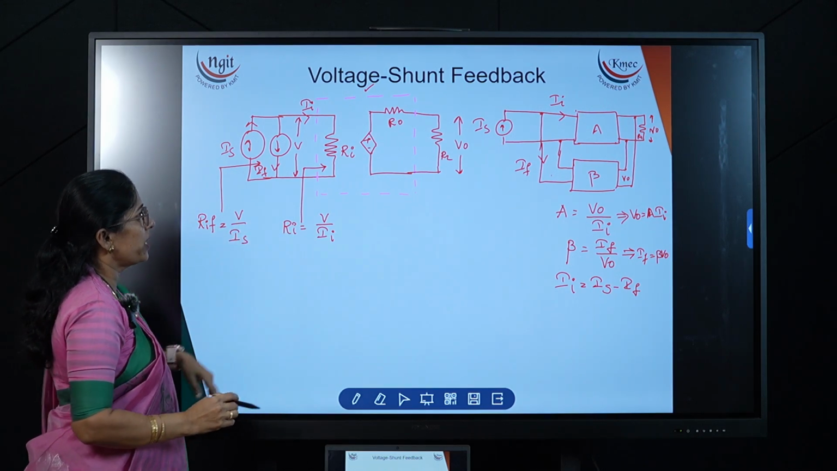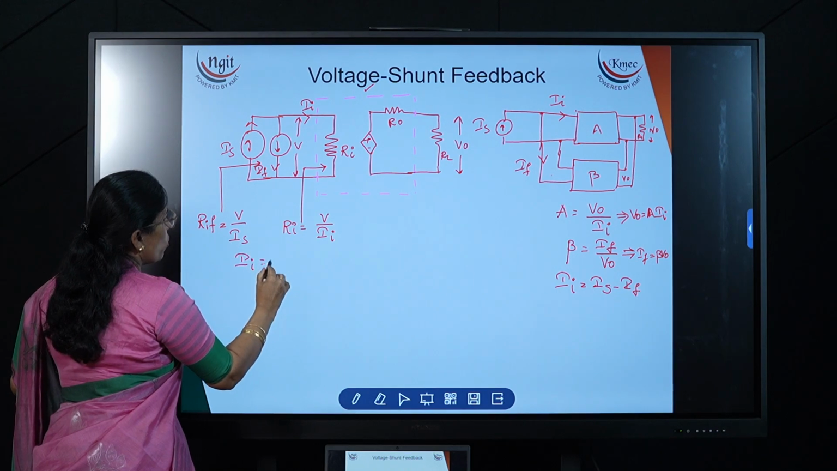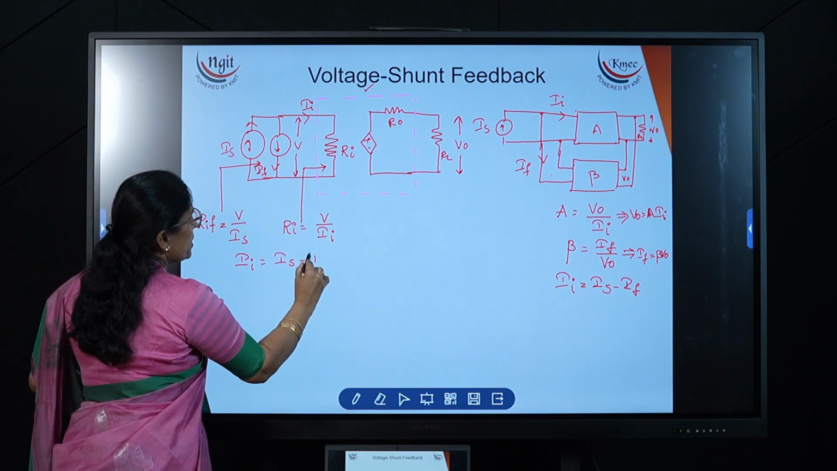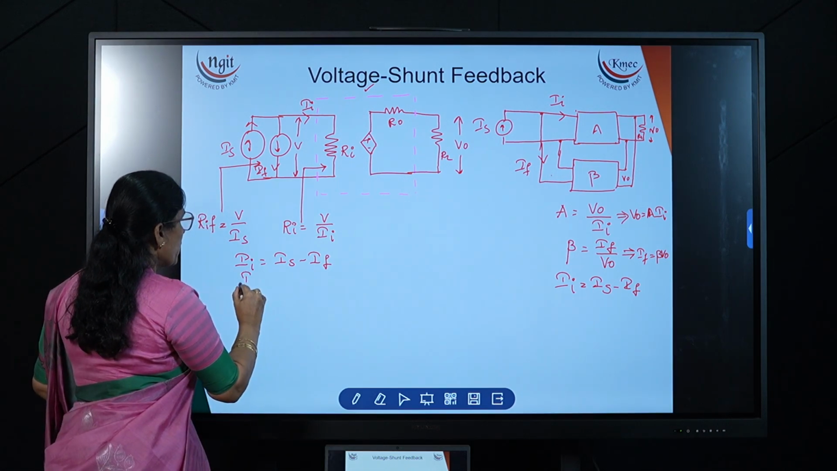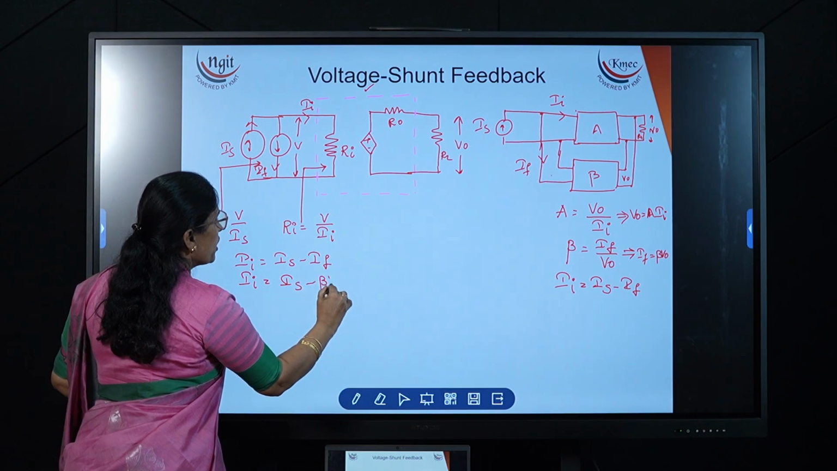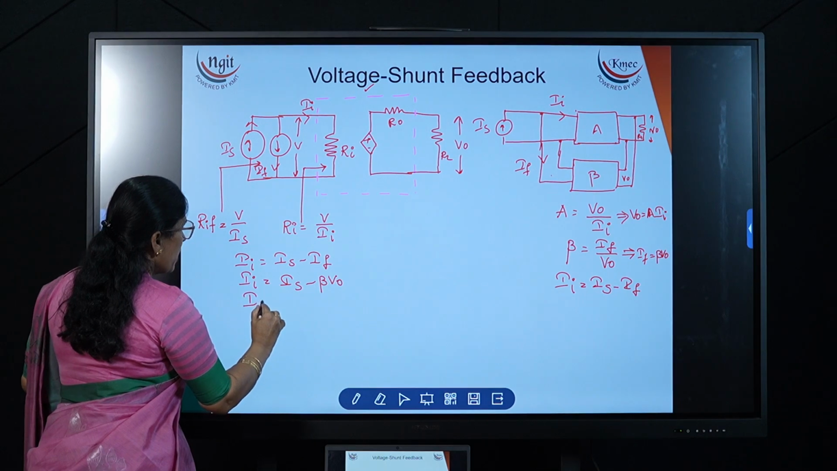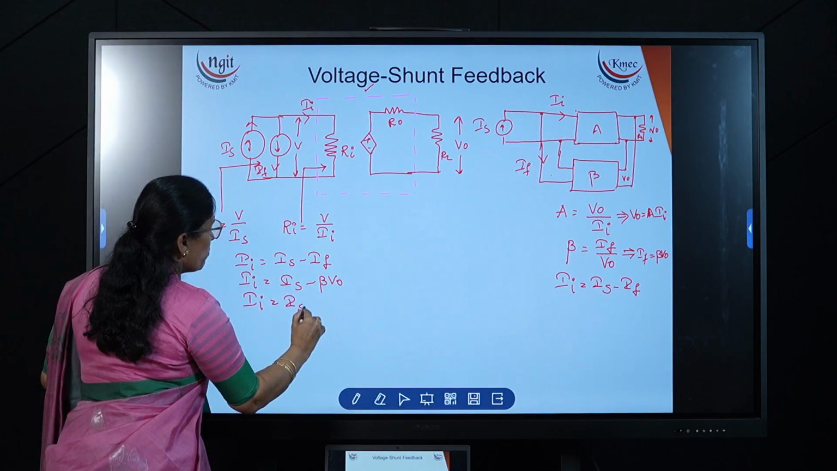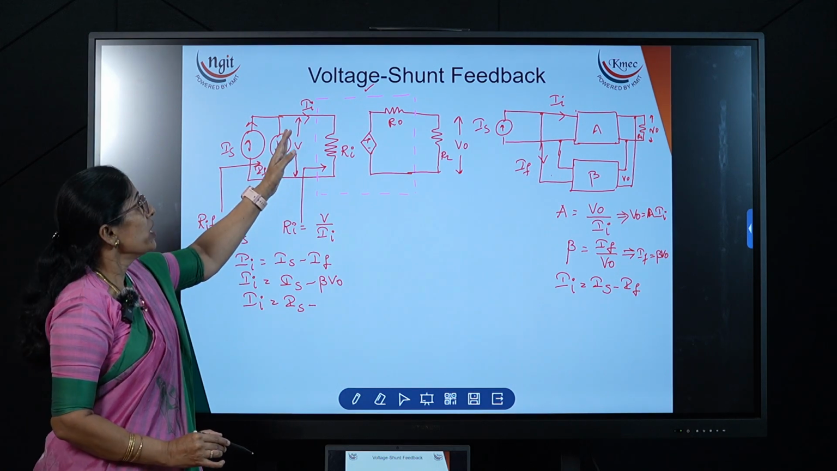Now first we need to write the input expression II. II is equal to what can we write? II is equal to IS minus IF. Now where IF is equal to what can we write? Beta times V0. II is equal to IS minus beta times V0. Now again V0 is equal to what can we write? If you are taking the input side, if it is a current source, it is a node.